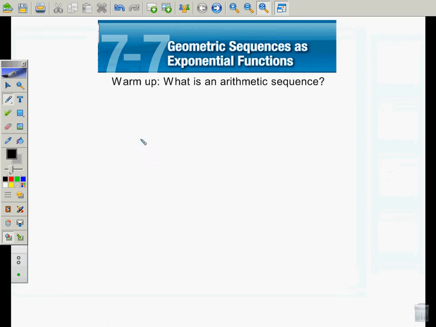For this section, we're going to be talking about geometric sequences as exponential functions. First thing I want to talk about, though, is remind ourselves what an arithmetic sequence is. We talked about this a while ago, but arithmetic sequences are where you add or subtract the same number each time.